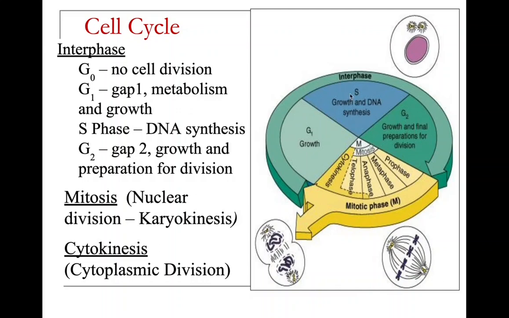S phase, you're doing the DNA synthesis, getting ready to be able to divide. G2 phase, or the second gap. Here you're going to have growth and preparation for the big day of division. So mitosis is the division of the nucleus, sometimes called karyokinesis. So we've got 4 phases to that: prophase, metaphase, anaphase, and telophase. And then cytokinesis is the division of the cytoplasm.